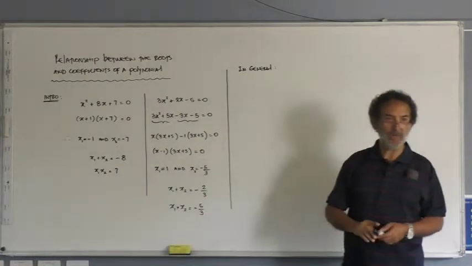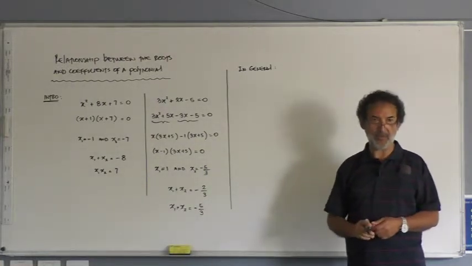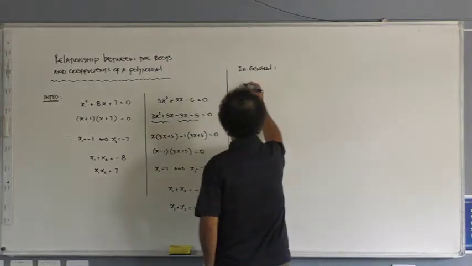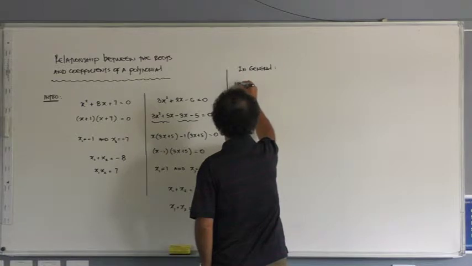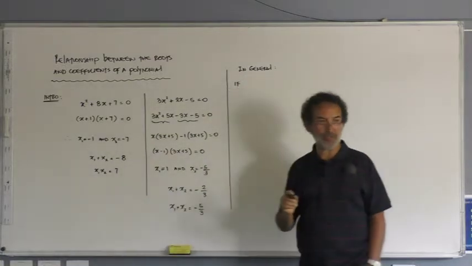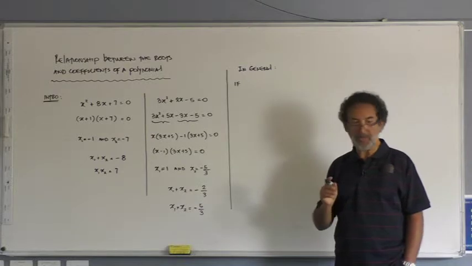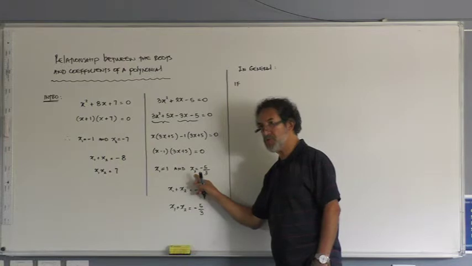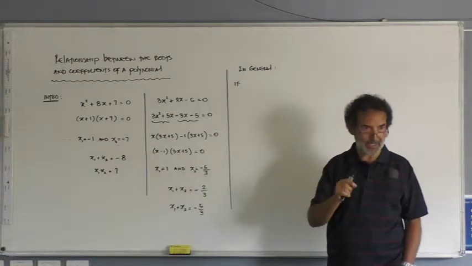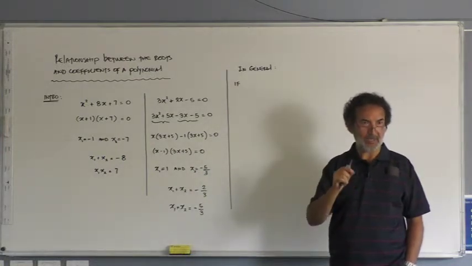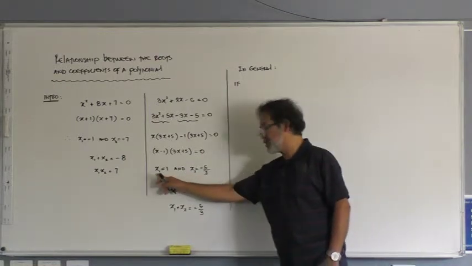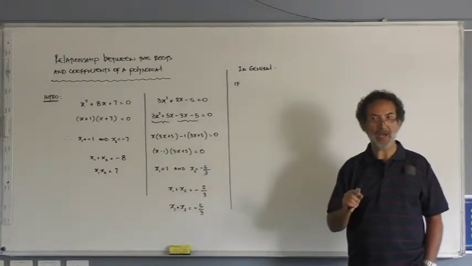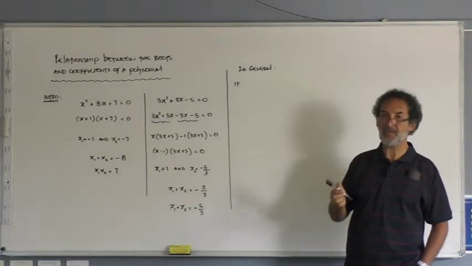Okay, so we're going to start with the quadratic equation. We're going to say this. Now I'm going to introduce a special name for the roots. Rather than saying x1 and x2, I'm going to start talking about alpha and beta. So you need to get familiar with that.